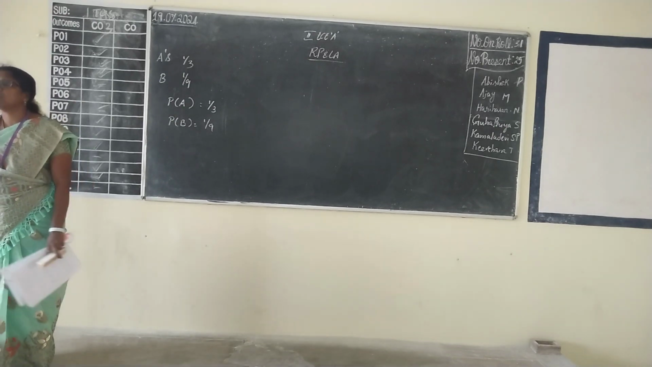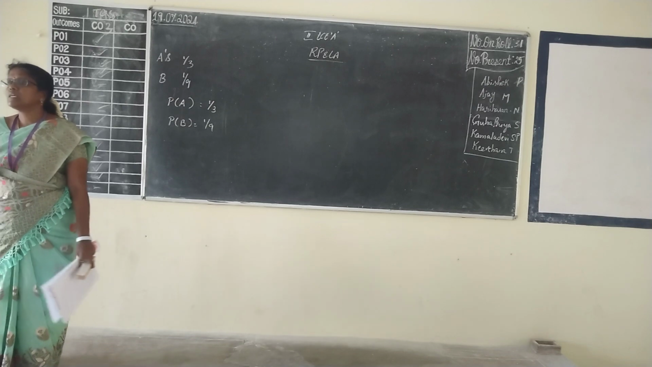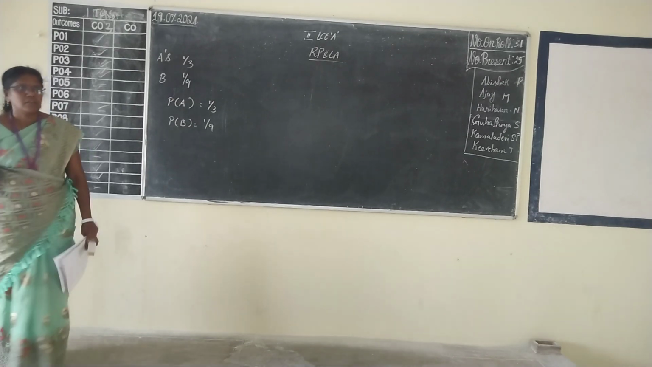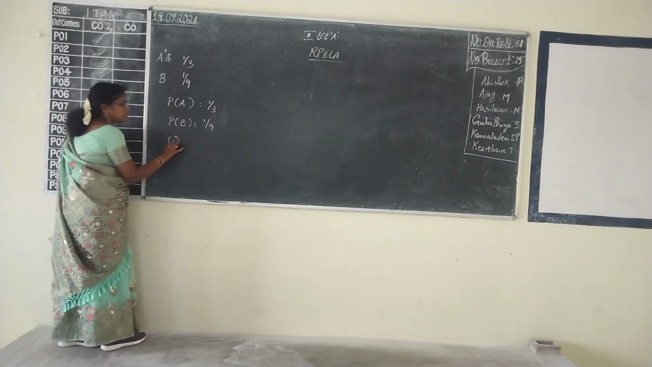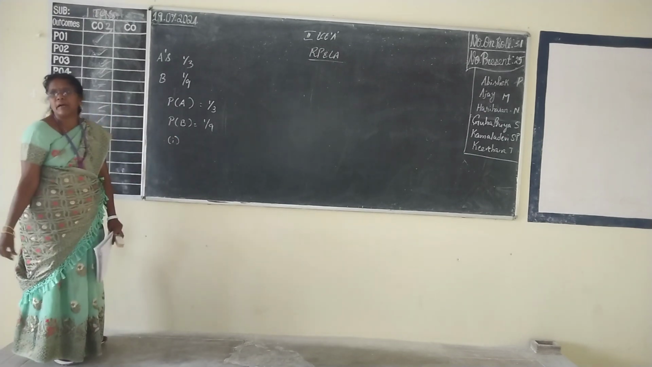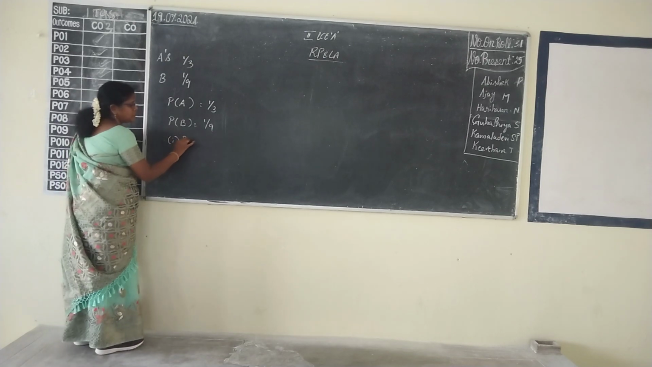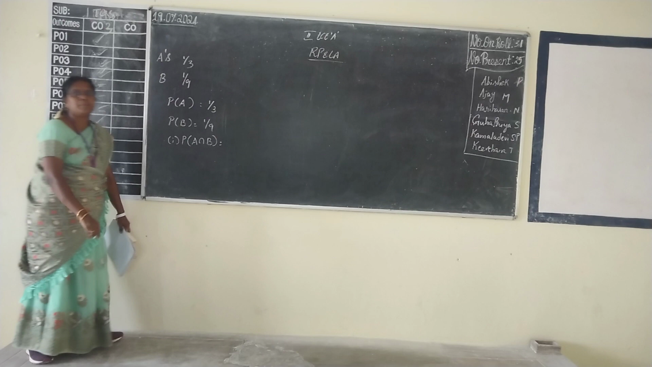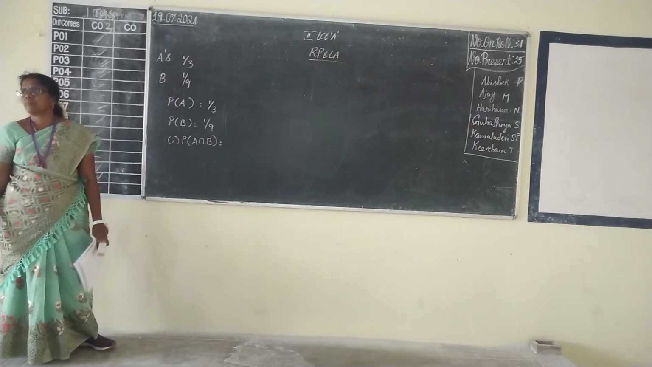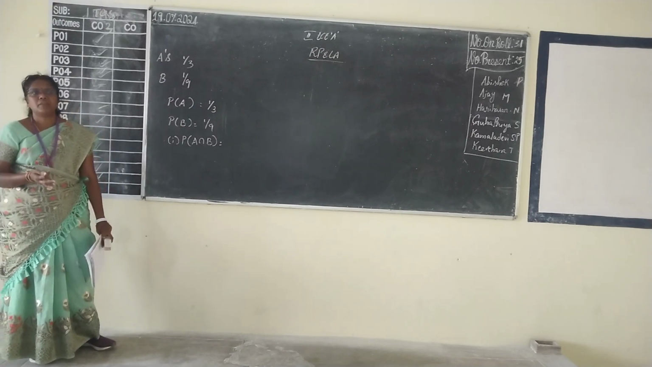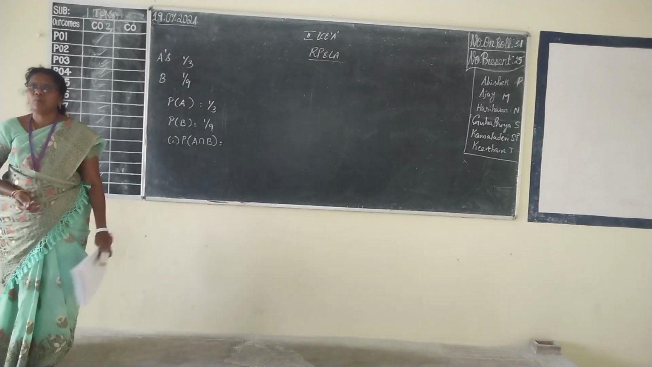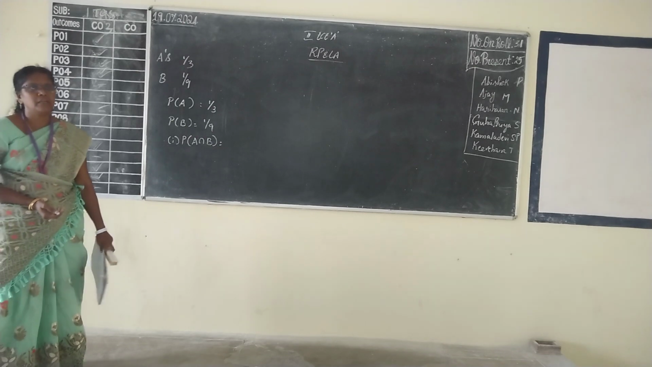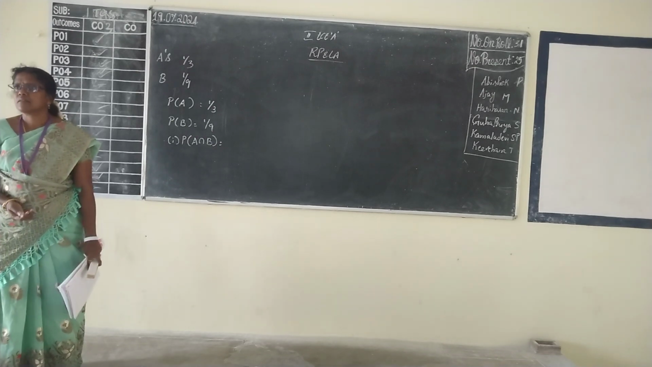Now you check what you are supposed to find. What is the probability that both are selected? So person A is selected as well as B is selected. What you are supposed to find is P of A intersection B. How do you find P of A intersection B? P of A into P of B. Why? Whether A and B are independent? Yes.